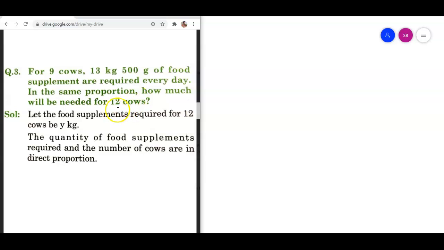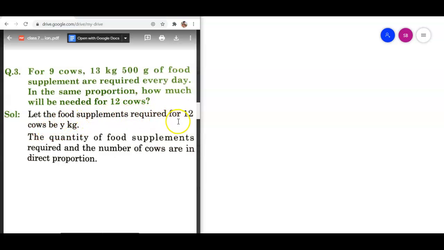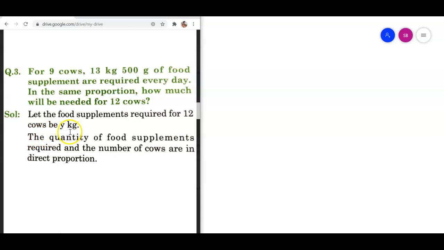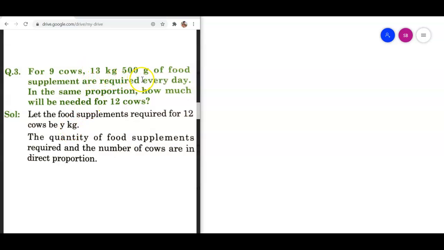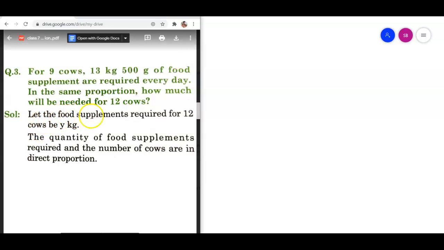So, now we need the proportion for 12 cows. How much food is required for 12 cows? So, let the food supplement required for 12 cows be Y kg. Now, here it is kg, not rupees, because we want it in kg. The quantity given in the question is 13 kg 500 gram. So the unit we will have to write is kg, because now we are not finding the cost, we are finding kg. So, this thing also we need to take care of.